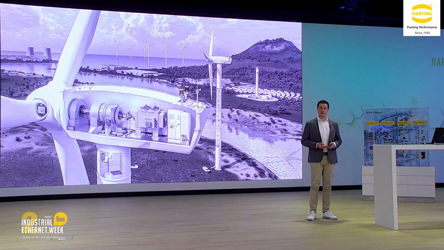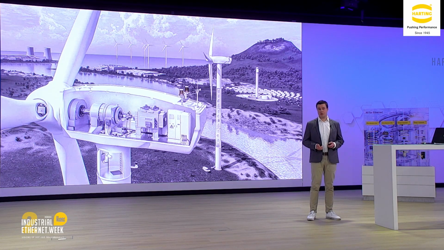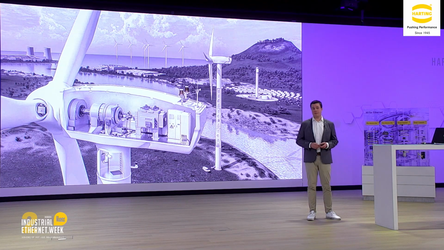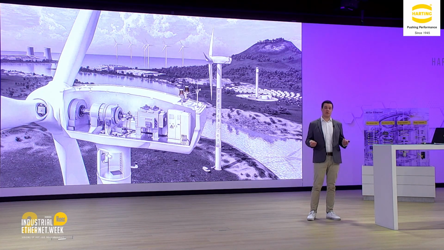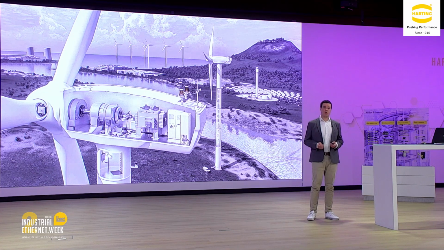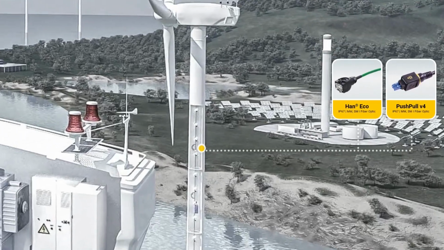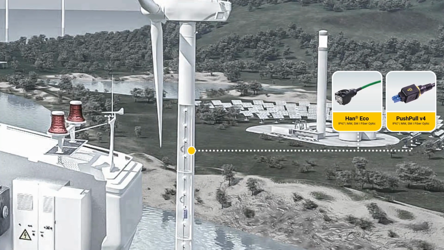For example, if we are looking at windmills, we often have the problem that the distance between the ground and the gondola is higher than 100 meters, and then we get trouble with copper-based Ethernet transmission. Therefore, we also have the possibility to switch to fiber optics. Here it's also a harsher environment if we need an IP65, 67 protected fiber optic Ethernet transmission.